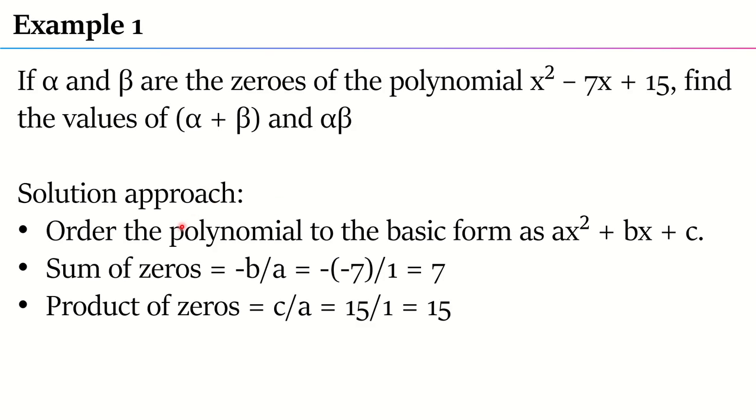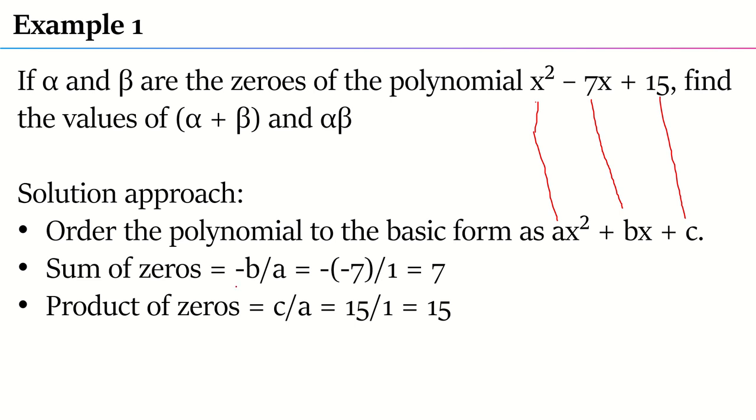The solution approach: first and foremost, you need to order the polynomial to the basic form. The quadratic polynomial basic form is ax square plus bx plus c. So you should order it in such a way that the x square term comes first, then you have the x term or the coefficient of x, followed last by the constant term. So in this problem, it is already in the same form. So we straight away go for solving it.